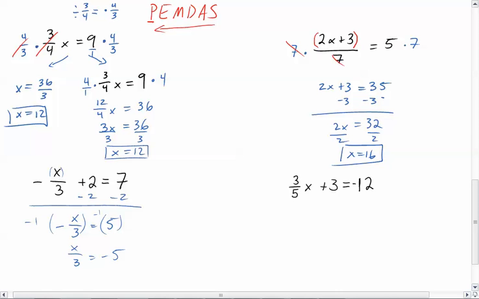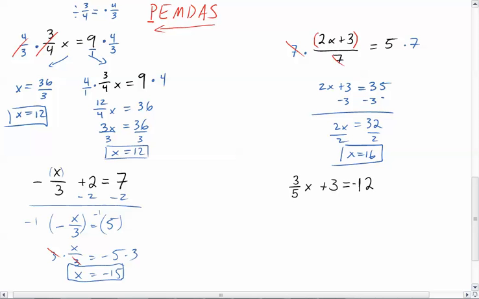And then from there, it's x divided by 3, so we just multiply both sides by 3. And so the 3 and the 3 will cancel out. Times 3 and divided by 3 are opposites, inverses. And then we've got -5 times 3, which is -15, and that is your answer.